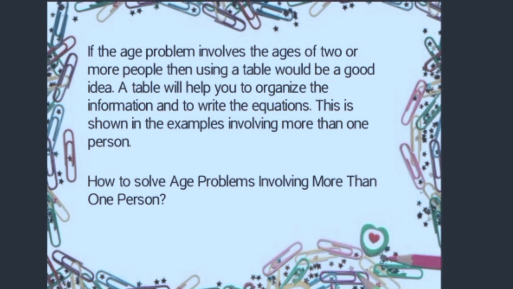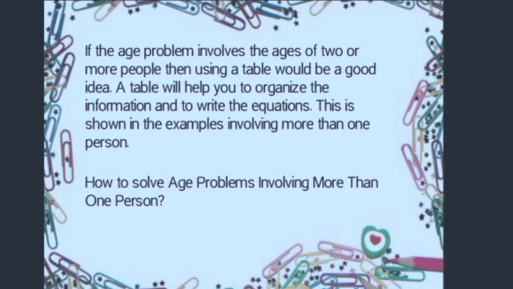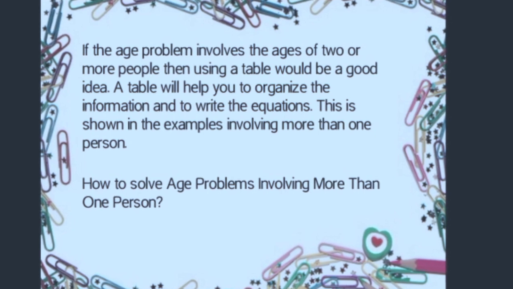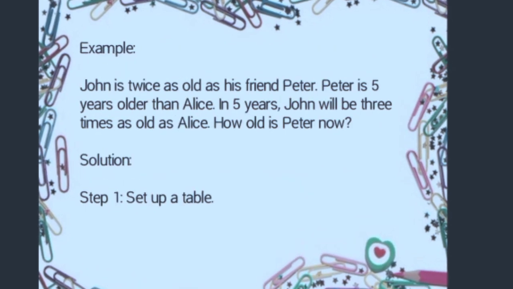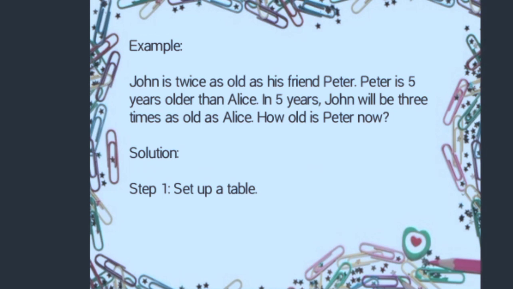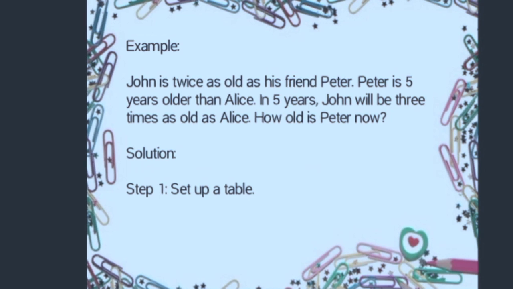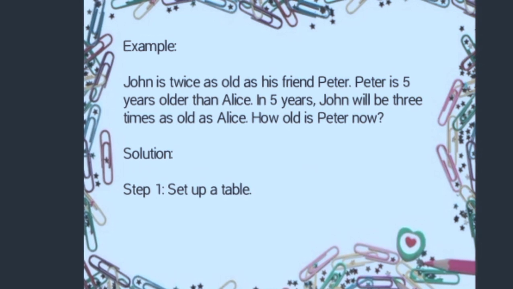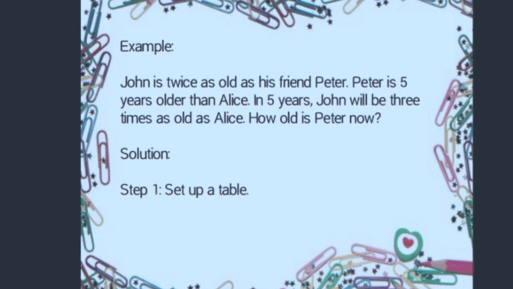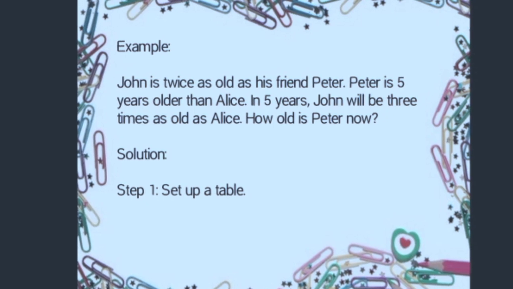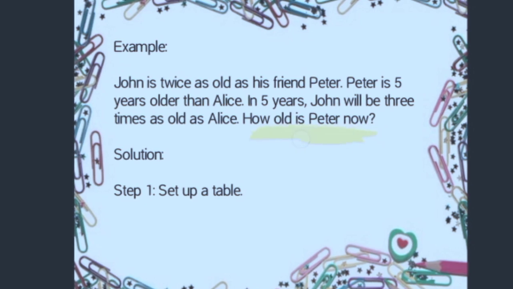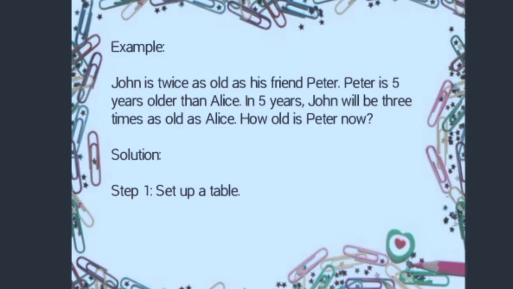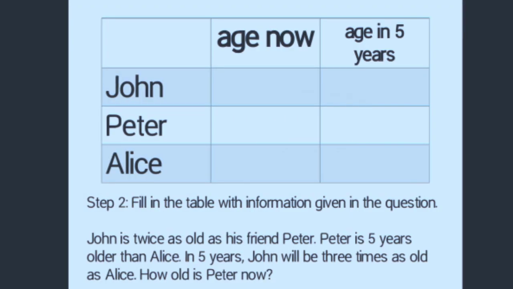So, okay, may example ako dito sa baba. And how to solve age problems involving more than one person. So, I have this example. John is twice as old as his friend Peter. Peter is 5 years older than Alice. In 5 years, John will be 3 times as old as Alice. How old is Peter now? Okay, since si Peter ang question dito, so we let x be Peter, okay?